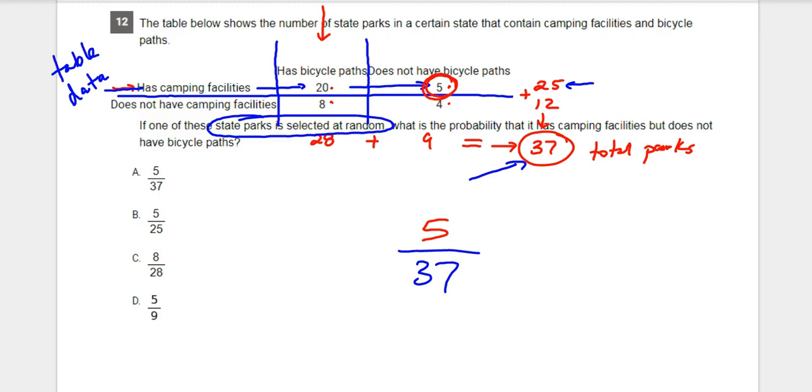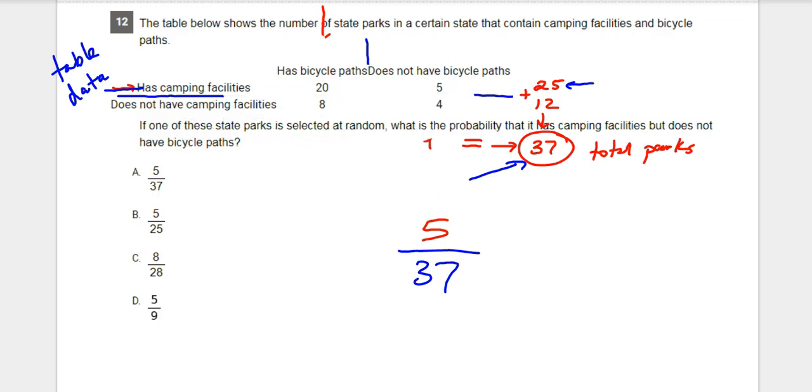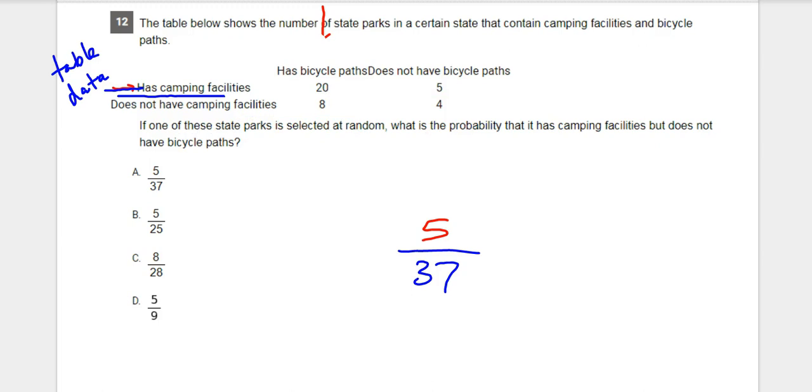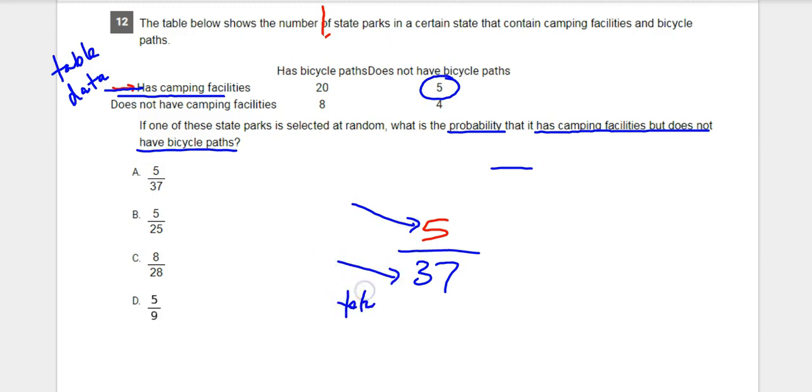I'm going to clean this chart up a little bit and just explain, because I got a lot of lines on here. All right, the first part was just trying to figure out how we knew that there were 37 total. But when they say, what is the probability? Probability is always a fraction. And the top part has camping but does not have bicycle. That's going to be what goes on top. So we had have camping, not bicycle, goes on top. The total goes on the bottom. And we could get a percentage, but they just represent the answer as 5 over 37.